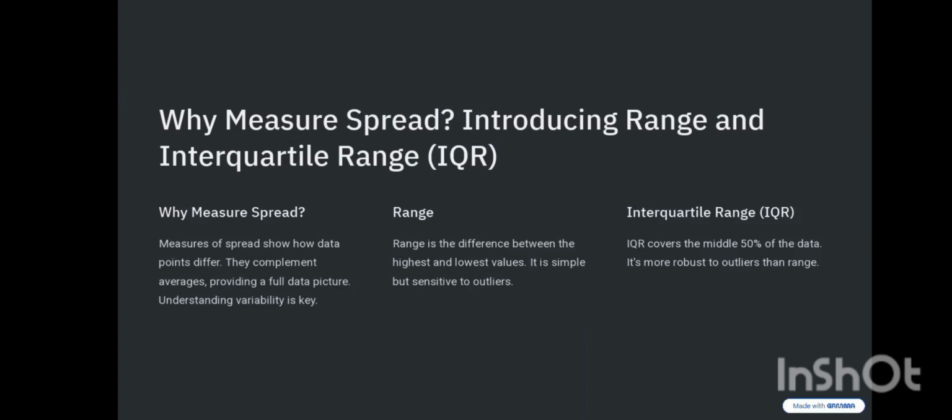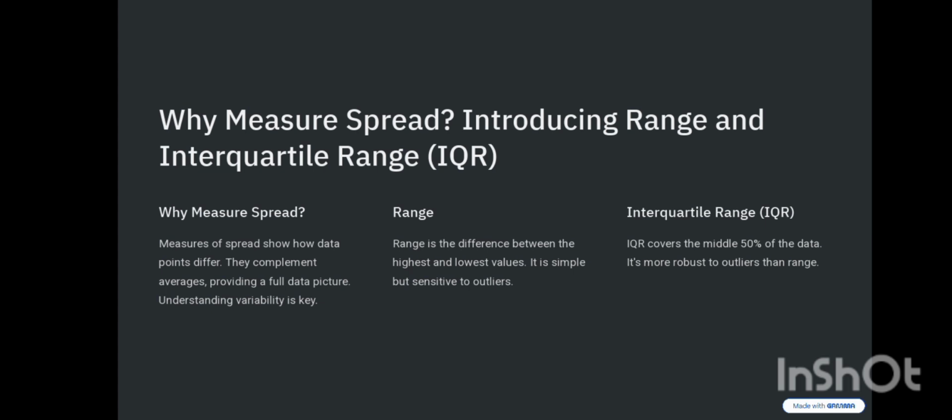Range. Range is the difference between the highest and lowest value. It is simple but sensitive to outliers. The range is the simplest measure of spread. It tells you the total spread between the smallest and largest value.